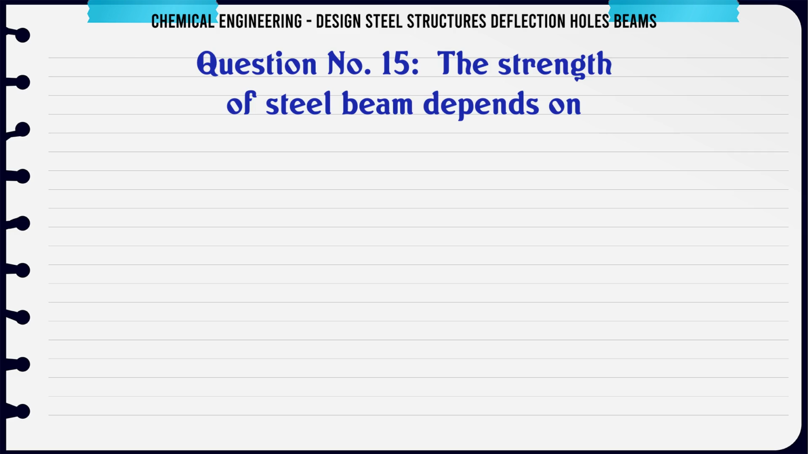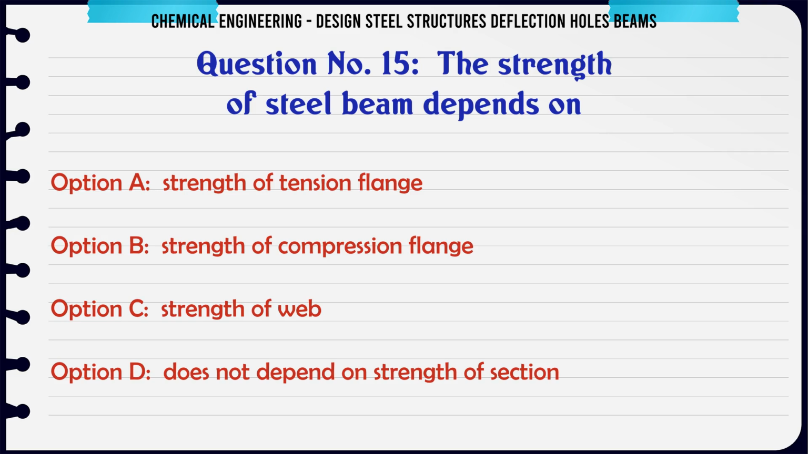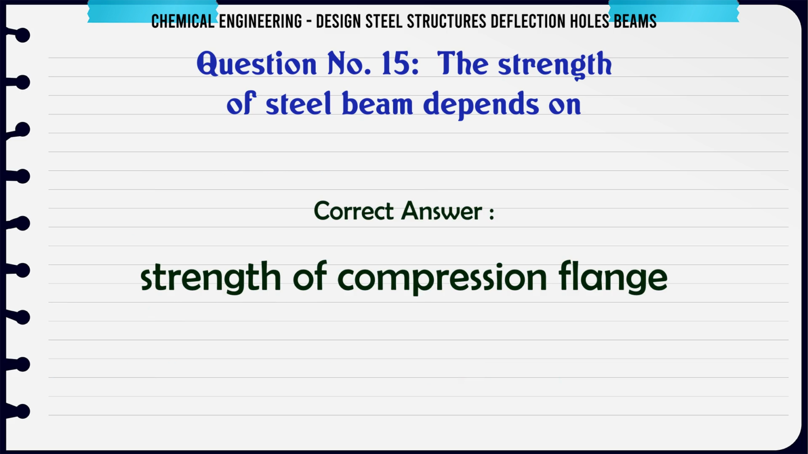The strength of steel beam depends on A. Strength of tension flange. B. Strength of compression flange. C. Strength of web. D. Does not depend on strength of section. The correct answer is strength of compression flange.